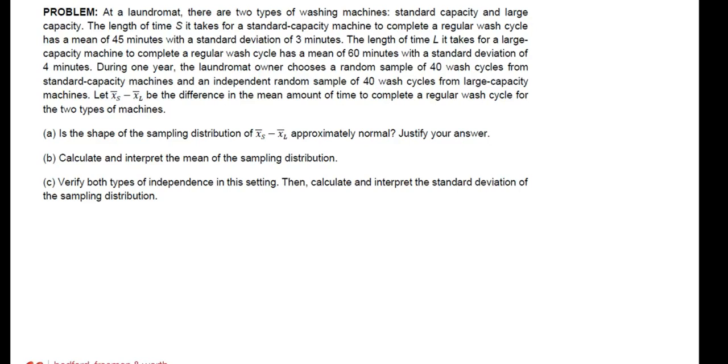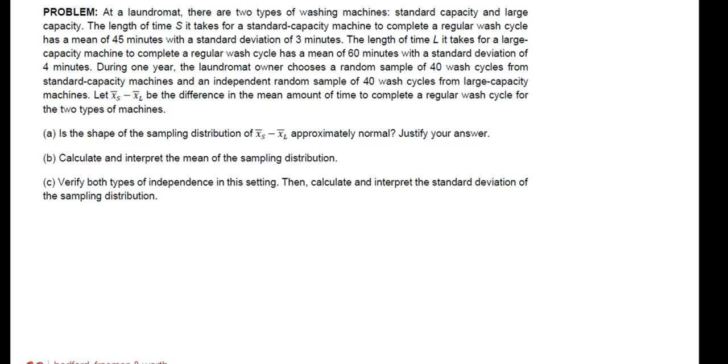During 1 year, the laundromat owner chooses a random sample of 40 wash cycles from standard capacity machines and independent random samples of 40 wash cycles from a large capacity machine. Let that be the difference in the mean amount of time to complete a regular wash cycle for the two types of machines. So is it normal? So what do we need to check here?